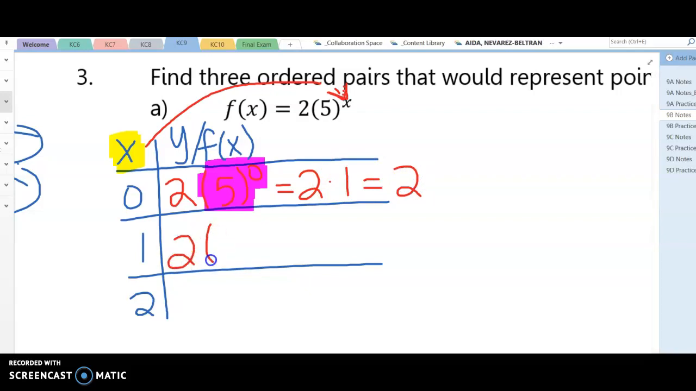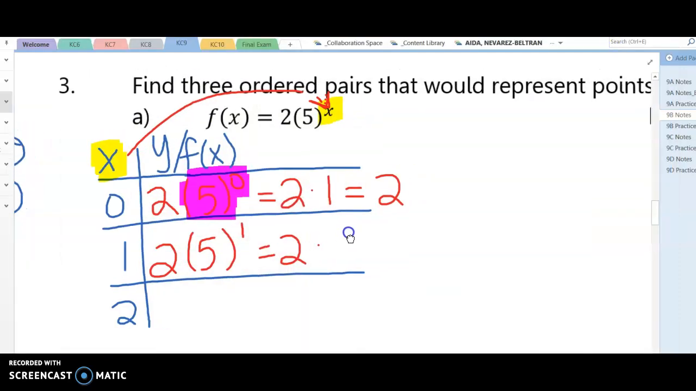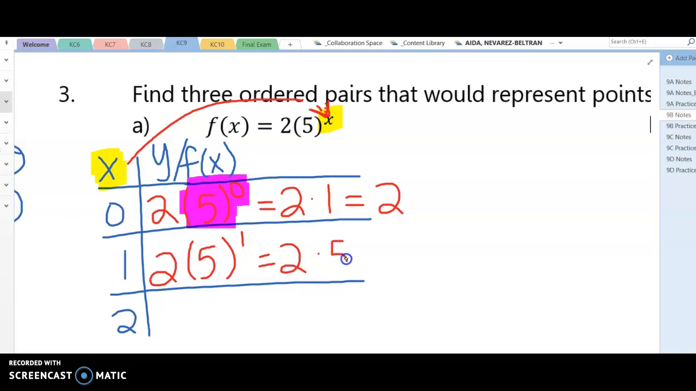So now we're doing 2 times 5, right? We're just plugging in the number for x in where the exponent was in our other one, right? So our exponent was up there, the x. So the 2 and the 5 stay the same every time. You're just replacing that exponent with a different number. So now we're doing 2 times, and then we go to our calculator to do, okay, what's 5 to the first power? 5. Cool. So 2 times 5, which is 10.